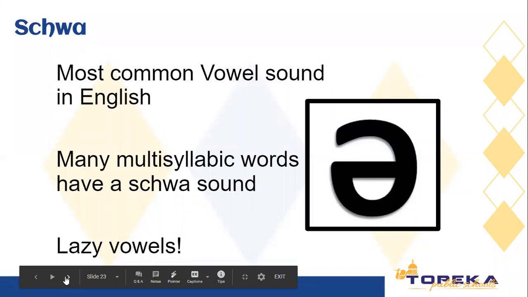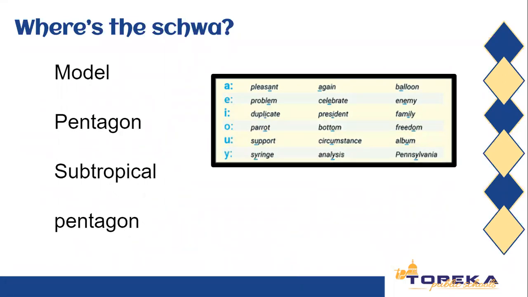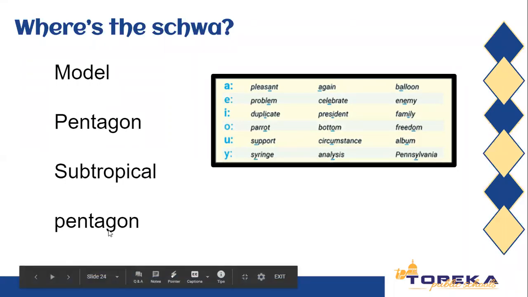If we look at the vowel sound of schwa, it is the most common vowel sound in English, and many multisyllabic words contain this schwa sound. It's also considered a lazy vowel, and we'll see that in just a moment and why. So in the schwa, it is not making a true long or short vowel sound as it should. It's making kind of a blended sound. So if we look at model, notice that the O in model is not making a short O as we would expect. Pentagon, the A is the schwa. Notice that it's not making the short or the long A. Subtropical, notice the A in subtropical, not making that A sound. And pentagon, again, that A is not making the A sound. So that is why a schwa is considered a lazy vowel.